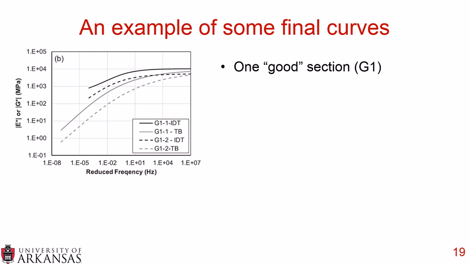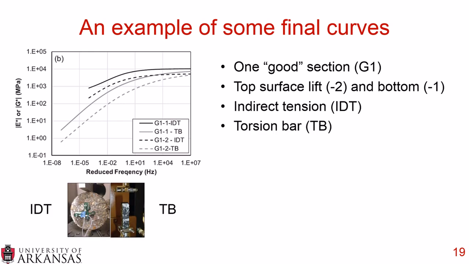Now here is an example of some of the final curves. And this came from one good section. This actually came from section G1. And you can see we have a top surface lift, which is indicated by the -2s. And we have a bottom surface lift, which is indicated by the -1. We also have indirect tension, or IDT samples, and torsion bar samples, or TB. So this is one field section with G1.